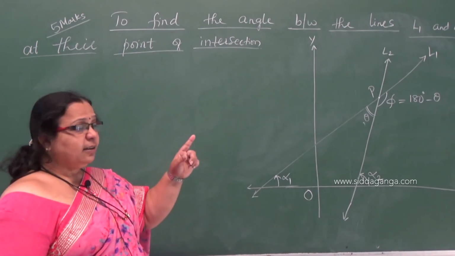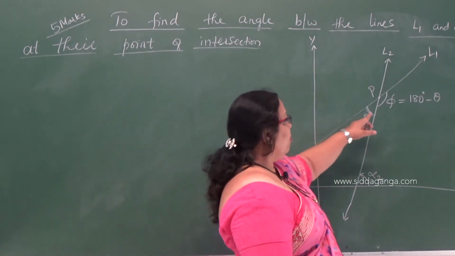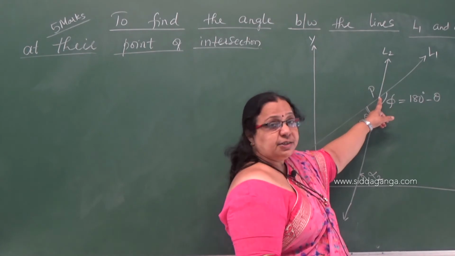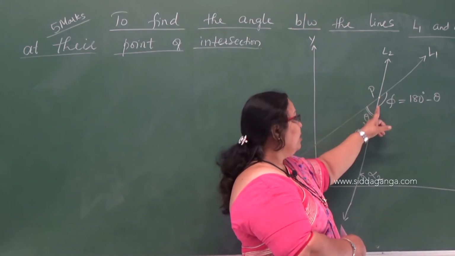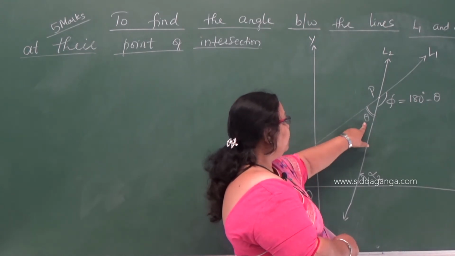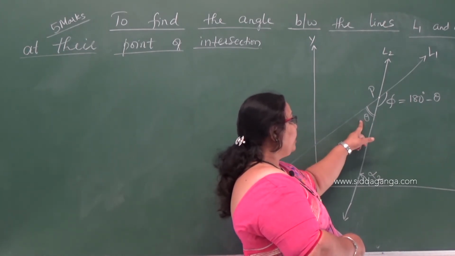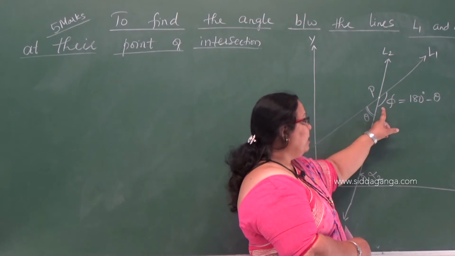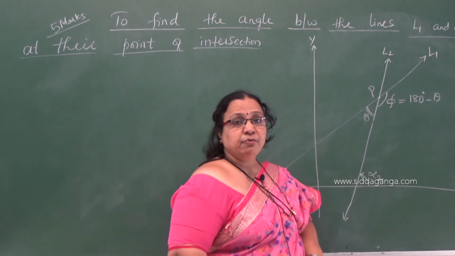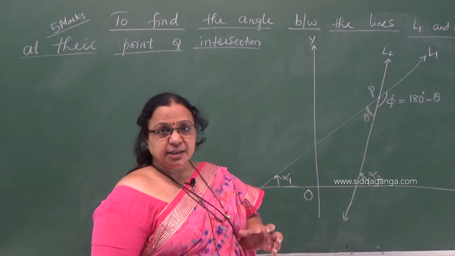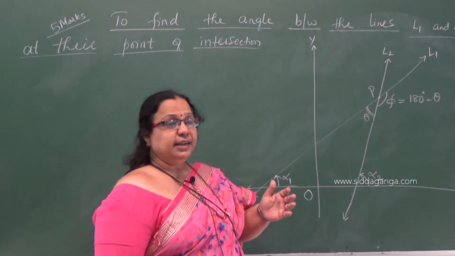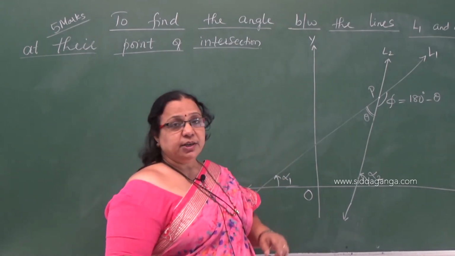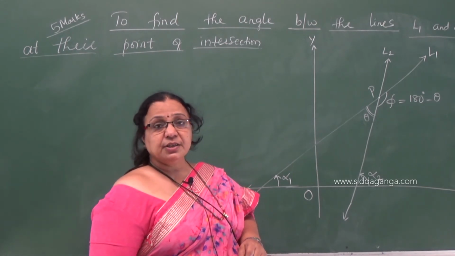Let P be the point of intersection of the given two lines. You take this angle as theta, so then automatically this is the acute angle, and the outer one is the obtuse angle. You denote it by phi. So theta is an acute angle, phi is an obtuse angle, such that when we add those two angles, it is equal to 180 degrees. Therefore, angle phi is equal to 180 degrees minus theta.